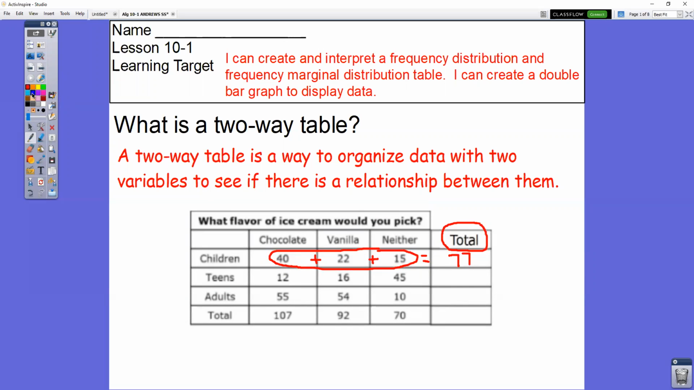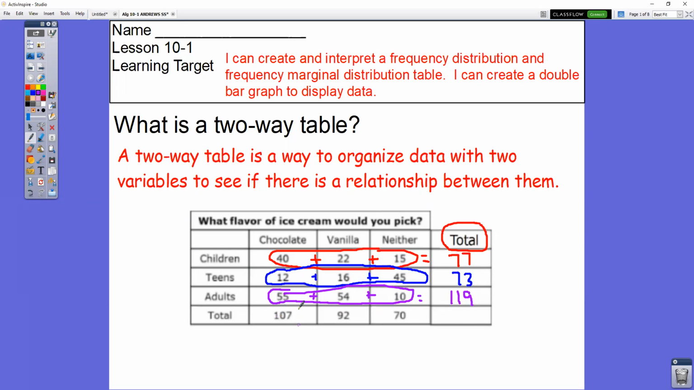Then we go down to the next one. We have 12 in the teens category. We have 12, 16, and 45. Again, we're going to add those all up. 12 plus 16 plus 45 is 73. We put our answer right there. Then in the next row, we have adults. We have 55 that like chocolate, 54 vanilla, and 10 neither. So again, we want to add them all up. We put our total in the total column, which happens to be 119.